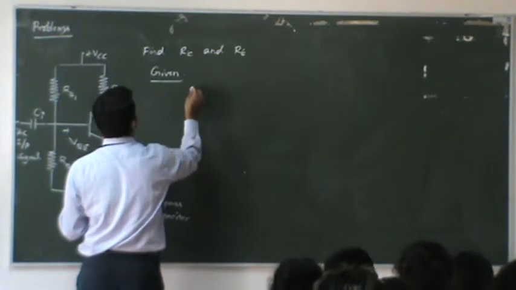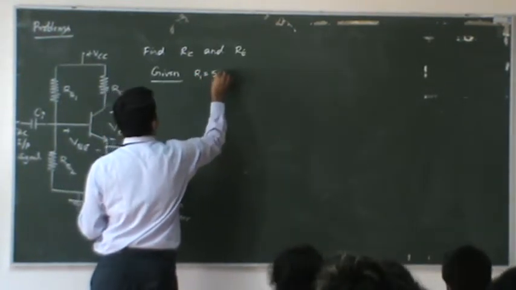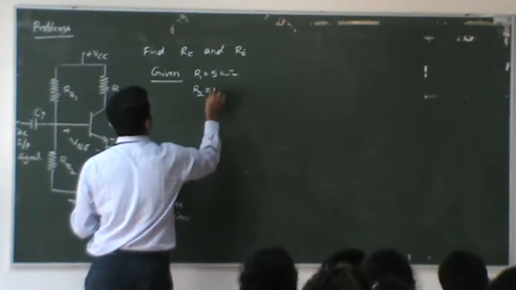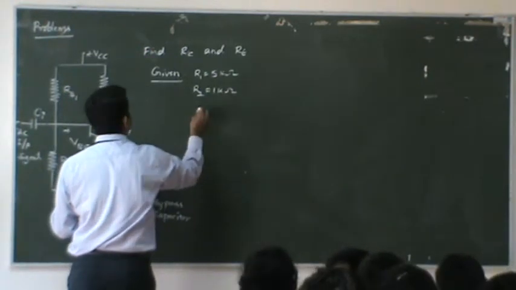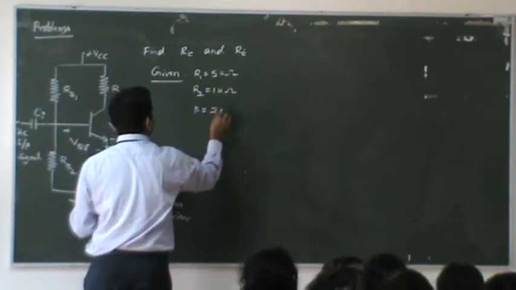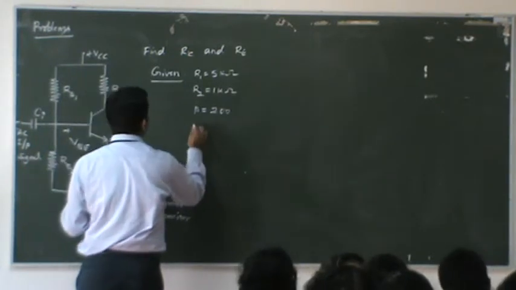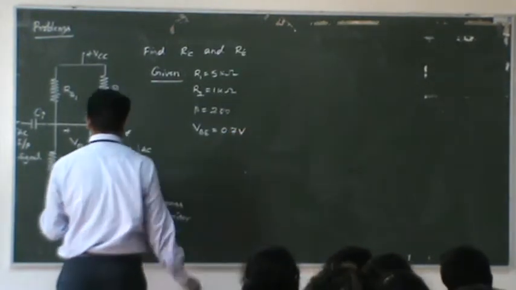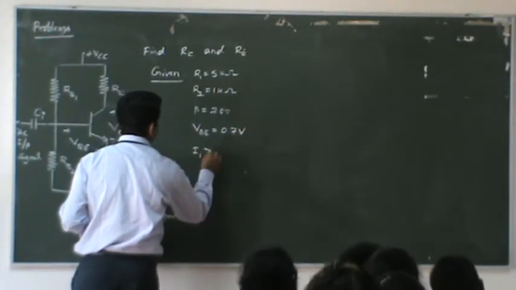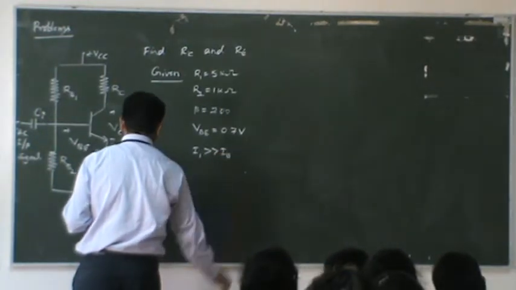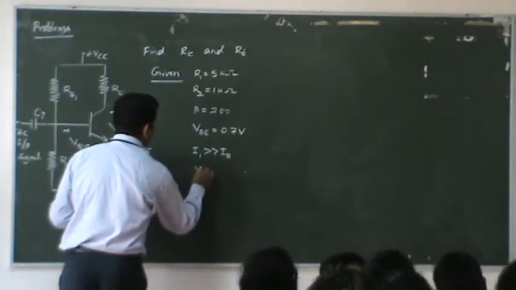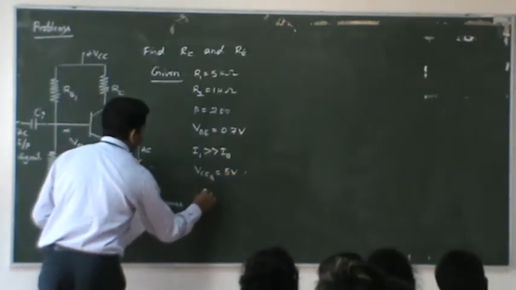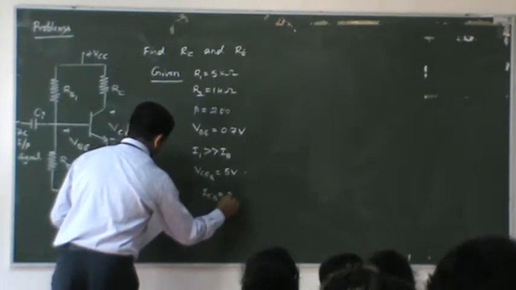R1 is equal to 5 kilo ohm, R2 is equal to 1 kilo ohm, beta is equal to 200, VBE is equal to 0.7 volts, I1 is far greater than IB, VCQ is equal to 5 volts, and lastly ICQ is equal to 2 milliamp.